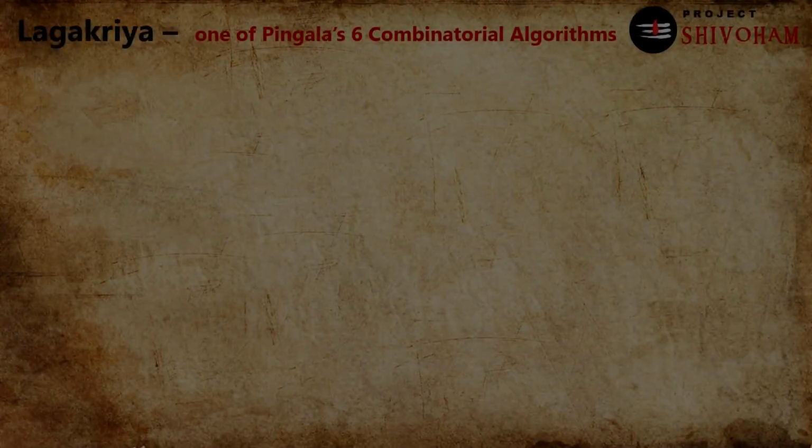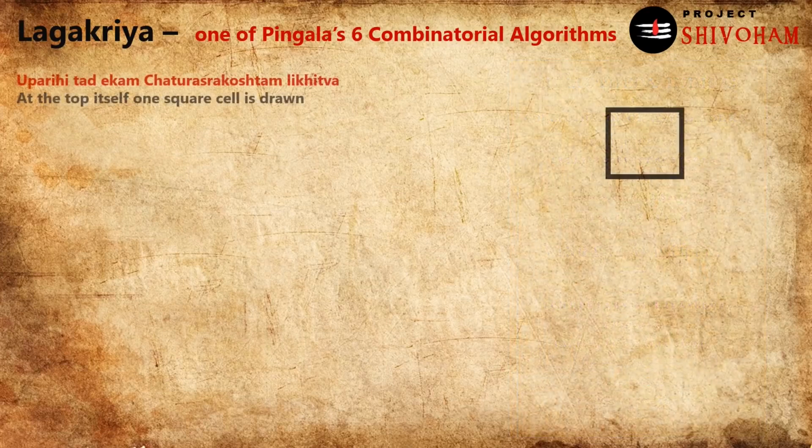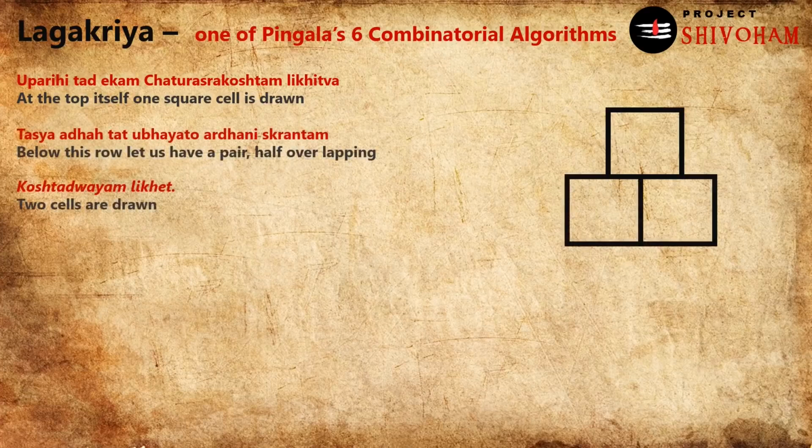We have to go back to Pingala's Chanda Shastra again. This is a lengthy algorithm and I'm going to cover directly in English. If you want, you can pause and read the word-to-word translation that is given in Sanskritam. First, draw 1 square, and just below that, draw 2 more squares in such a way that half of it overlaps with the above, just like it's shown here.